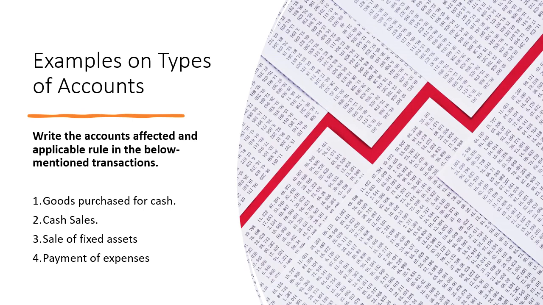Now here are some examples where you have to identify which type of account it is referring to. I would suggest that you write it in the comment box and let me know that you have understood the concept, or else you can take note of it or a picture of it and practice for yourself. The examples are goods purchased for cash, cash sales, sale of fixed asset, payment of expenses.